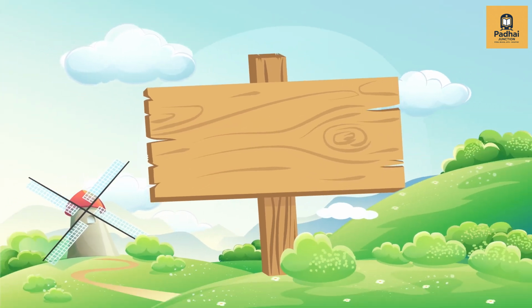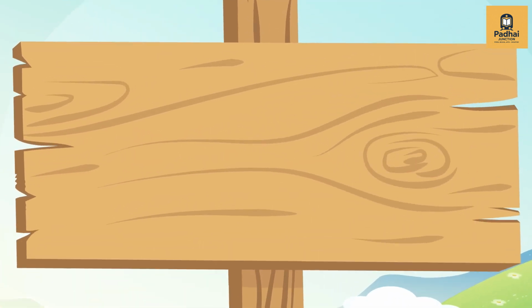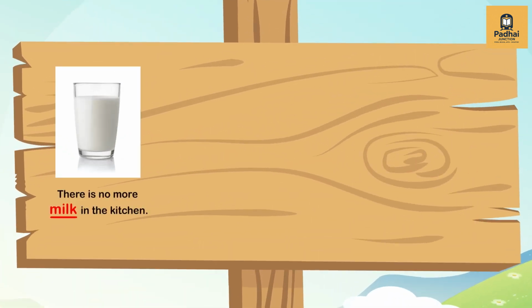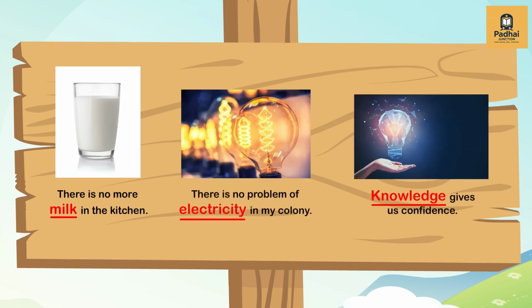Now, let's understand uncountable nouns. See the highlighted words in these examples. There is no more milk in the kitchen. There is no problem of electricity in my colony. Knowledge gives us confidence. The words which are marked in red in the examples given below are all uncountable nouns.